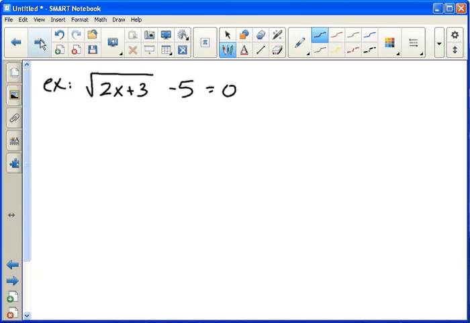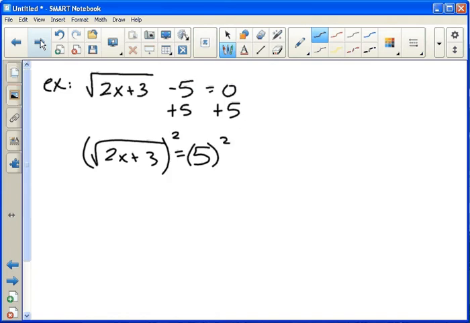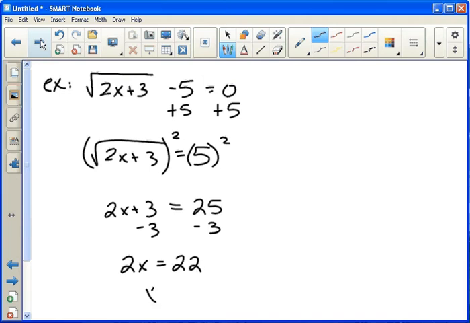Okay, next example, square root of 2x plus 3 minus 5 equals 0. Again, you want to get the square root by itself. So I don't want that minus 5 with it, or it'll really make the problem complex. So I'm going to add 5 to both sides. And now I can square both sides, because I want to get rid of the square root. So square root of 2x plus 3 squared gives you 2x plus 3. 5 squared is 25. I subtract 3 from both sides, and I get 2x equals 22. Divide by 2, and I get x equals 11.